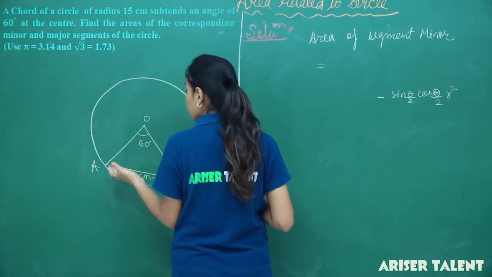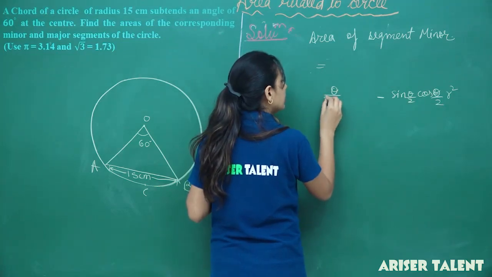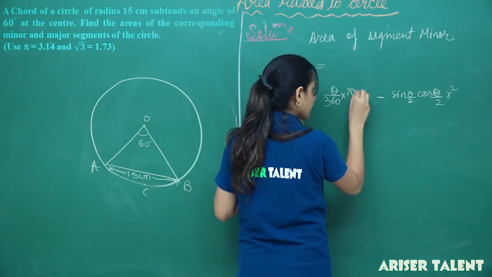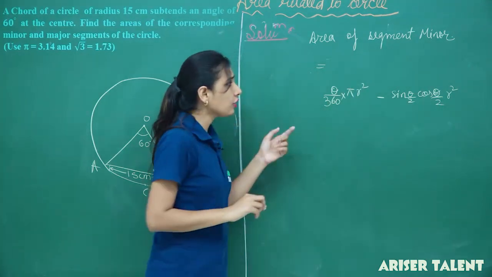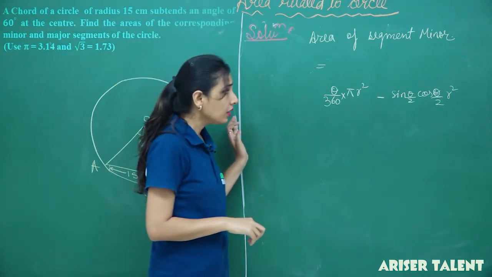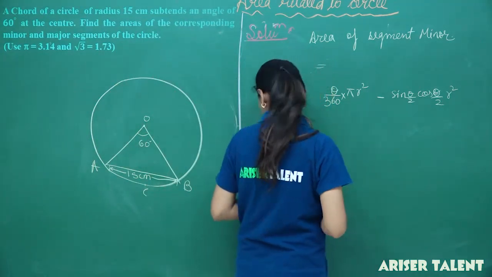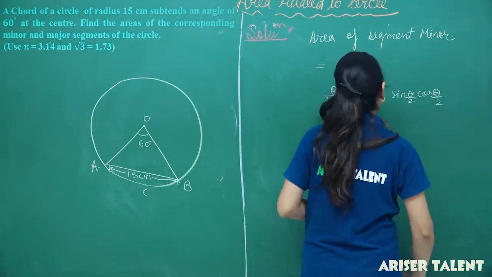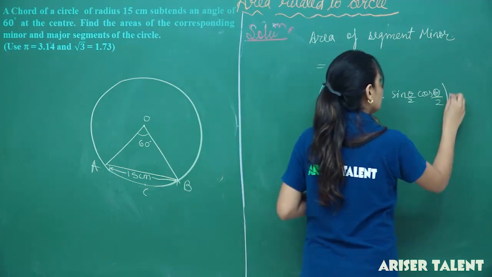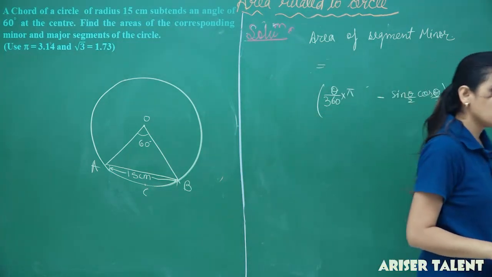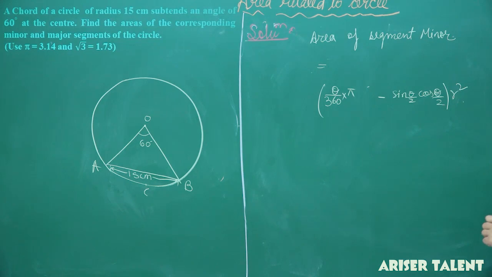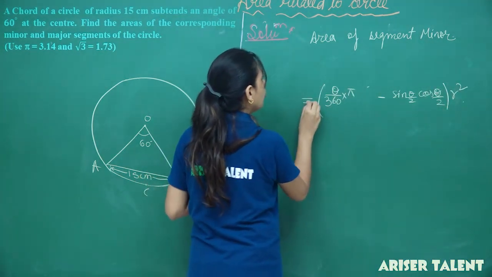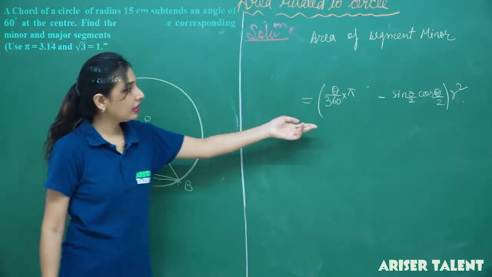This sector's formula was what? Theta by 360 multiplied by pi r square. When I am talking about area, I will be doing pi r square here. So that I have done. Now I have taken r square common there, and I got this formula. Right or wrong? Note this formula. So this is the formula we have got. Now the area of the minor segment is nothing but this formula.